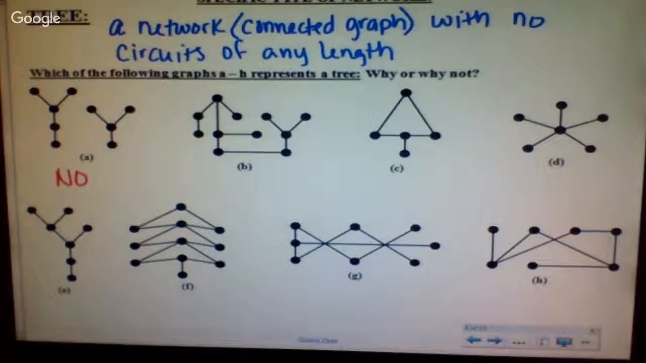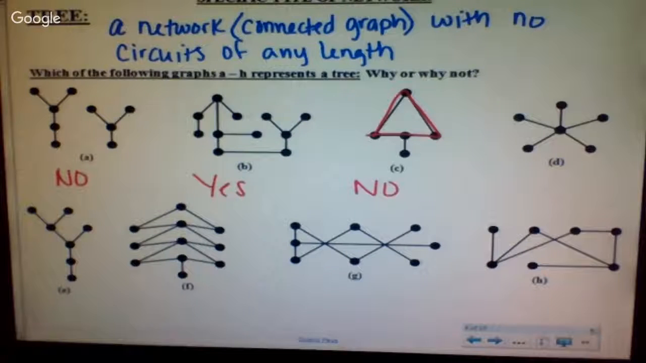Take a look at graph B. Would you consider that a tree? Yeah, that is a tree. Everything is connected and there are no circuits. What about C? No, that is not a tree. Even though it looks like a tree, I've got this circuit right here. That's a no-no. Can't have that.